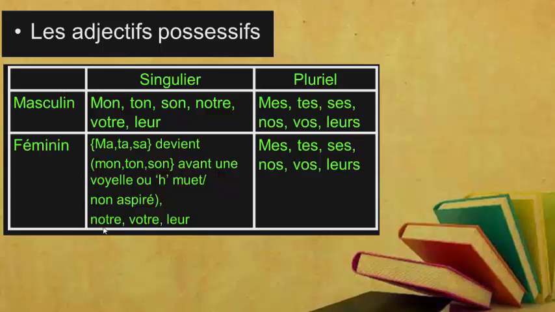Notre, votre, leur, and for the plural, mes, tes, ses, nos, vos, leurs with an s. Okay, so revise with me. Mon, ton, son, we use them with the masculin singulier. Also notre, votre, leur. Pour le féminin, ma, ta, sa, you have to change them into mon, ton, son if the followed noun starts with a vowel or h muet.